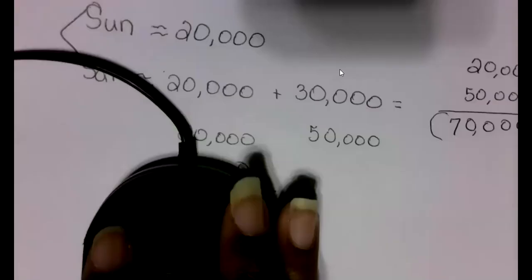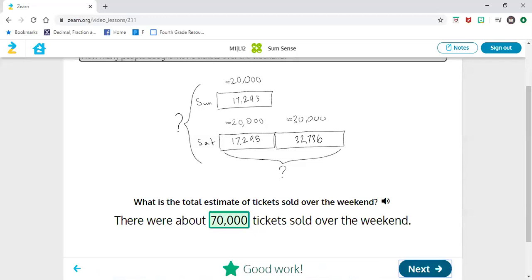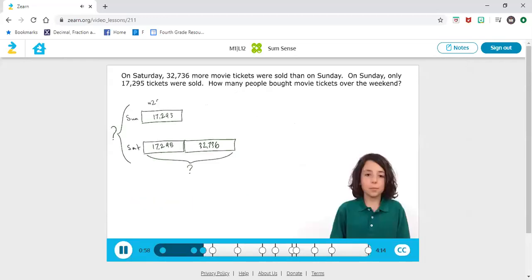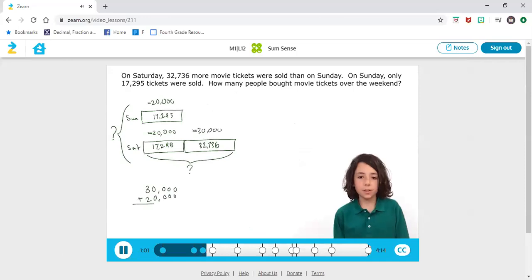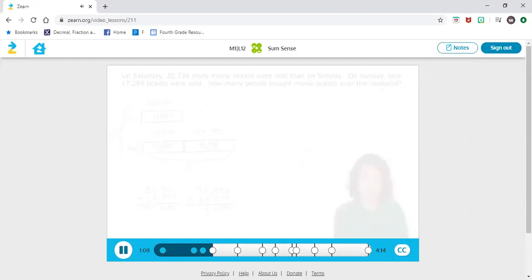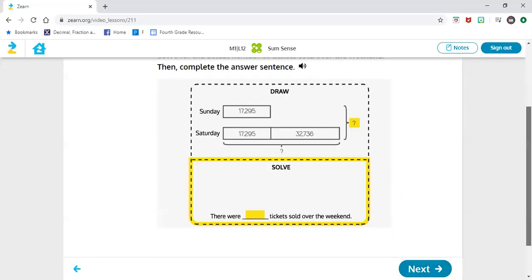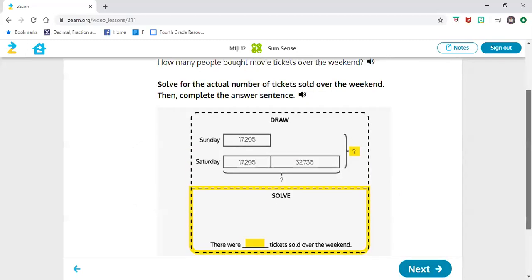All right, so I'm going to enter in our answer. And we said it was about 70. I always forget my comma. About 70,000 tickets sold over the weekend. With my estimated numbers, I first added 30,000 and 20,000. I added those and got 50,000. Then I added Sunday's tickets and got 70,000. All right, so please enter that on your worksheet.